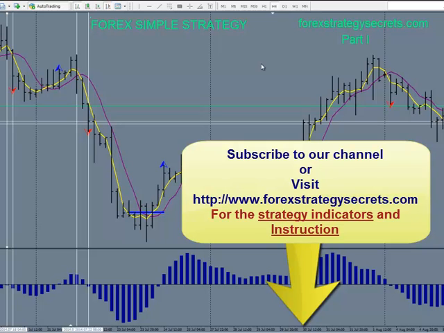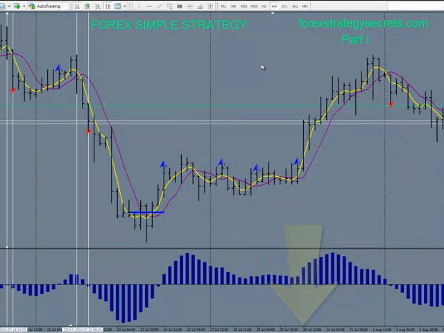Stay tuned for part 2 of the series, and we'll show you how to internalize this and how to spot it on the fly, not seen after the fact, but how to spot it as it's moving along and actually as the trade is developing.